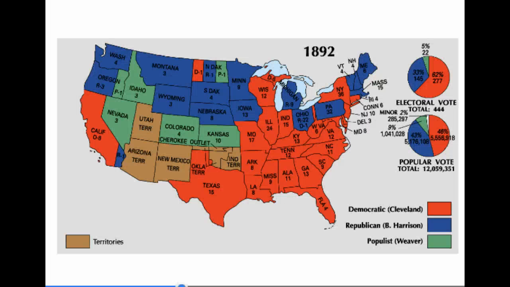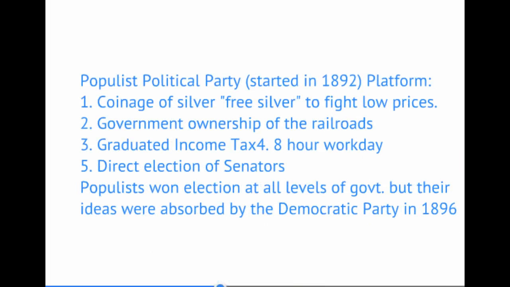Farmers are not done organizing politically yet. This map indicates the results of the 1892 presidential election. You can see the Democratic candidate Grover Cleveland won the states in blue. Republican candidate Benjamin Harrison won the states in red. There's a third candidate, the Populist Party candidate, in green. You notice they won several farm states. The farmers are going to create the Populist Political Party to organize for change at the federal level.